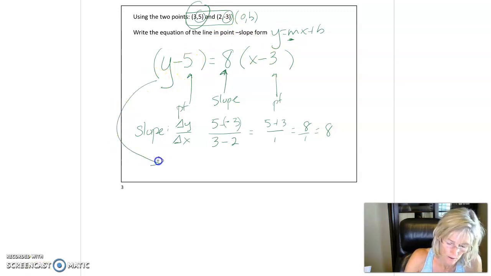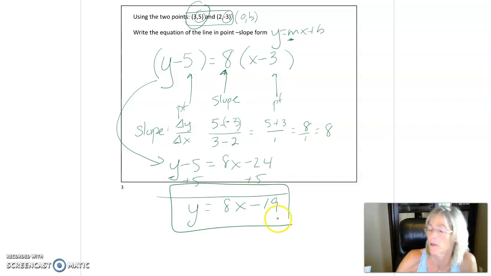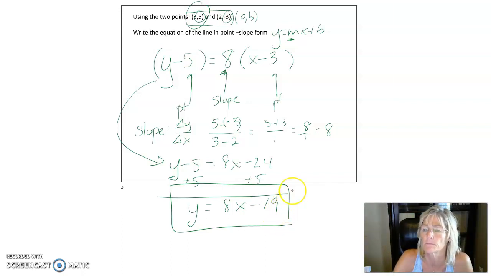And now I'm going to solve. So I'm going to drop the parentheses because I don't really need them. And now I'm going to distribute the 8 to the x and the 8 to the negative 3. 8 times negative 3 is negative 24. Now I just need to get y by itself, so I'm going to add 5 to both sides. So y equals 8x minus 19. Now I know the slope, and I know where it intersects the y axis, so I can easily graph.